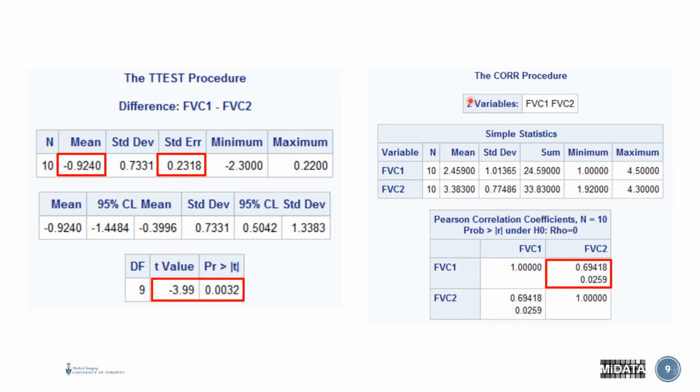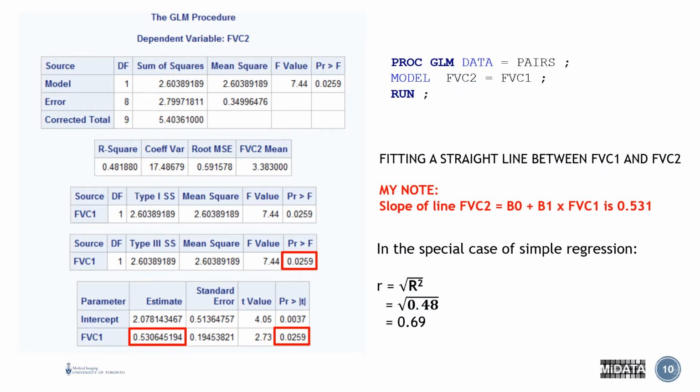If you look at the correlation procedure here, we're looking at the correlation between FVC1 and FVC2. This is a Pearson correlation. If you look at the Pearson's R, it's basically 0.7, which is a good, moderately strong correlation, with a significant p-value. So this means that the correlation is going to be playing a role in the calculation of the variance of the difference.